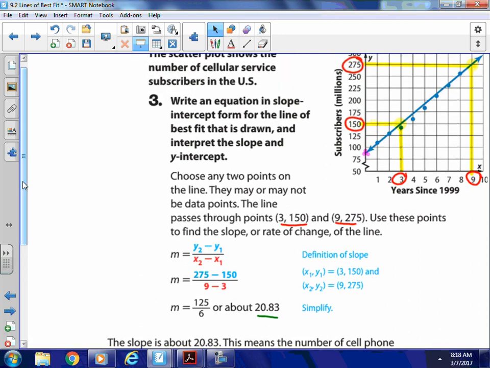And we could look back. Are we going up about 20 each year from year 1 to year 2? Did we go up about 20? We sure did. A little above 100, a little above 125, give or take, we did. So that's the slope of the line.